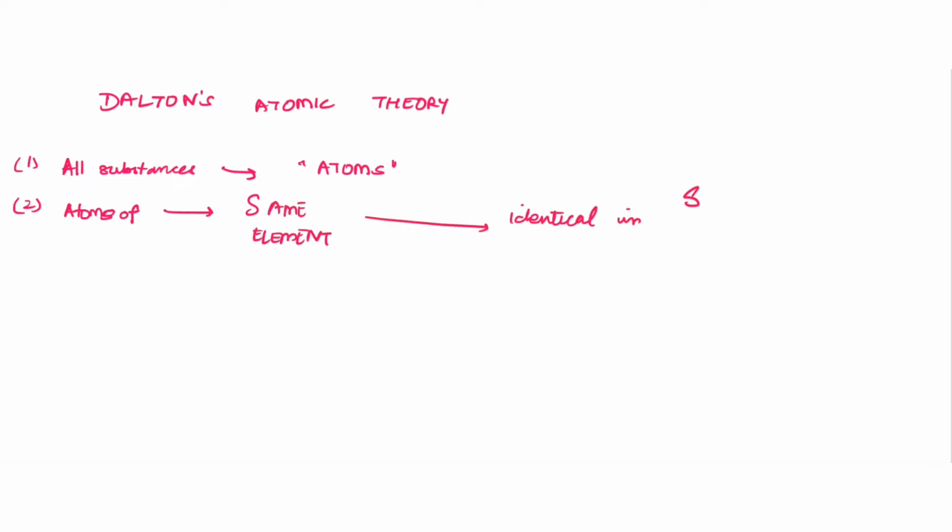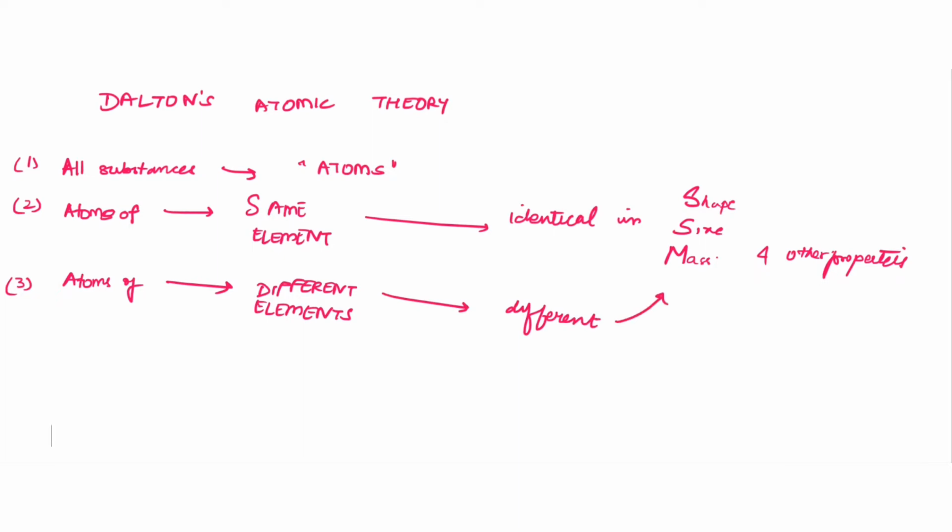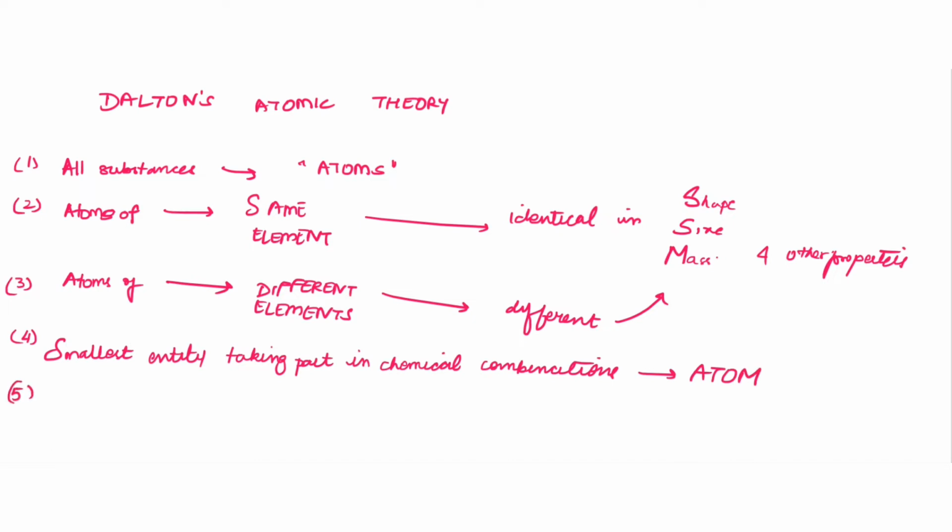Third point, atoms of different elements have different properties in all aspects. Just the reverse of the second point. Fourth point, atom is the smallest unit that takes part in chemical combinations. So the smallest entity taking part in a chemical reaction is an atom.